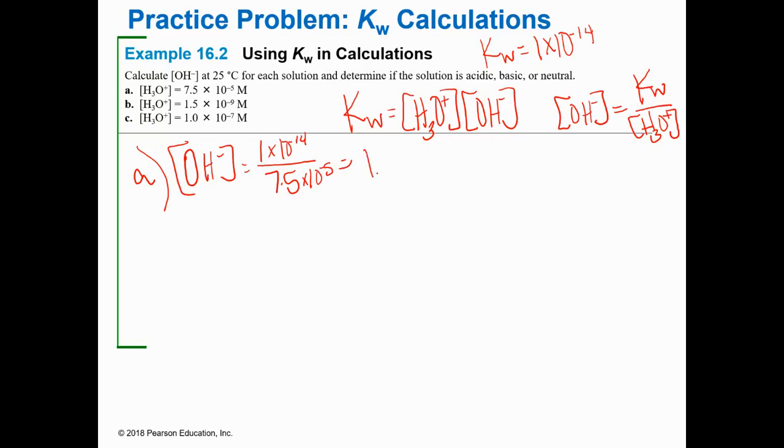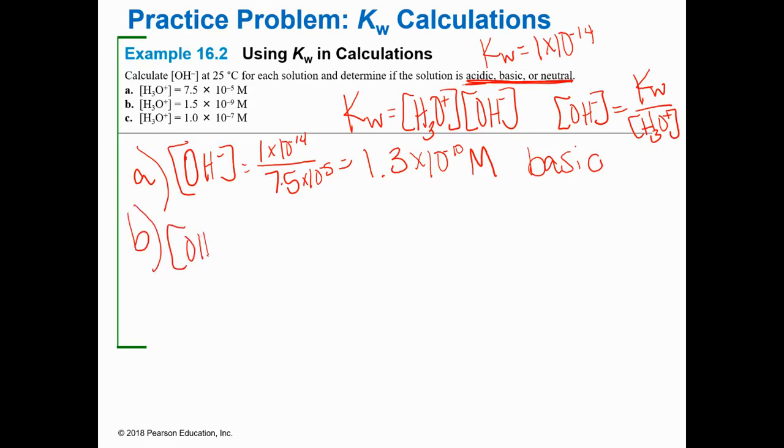And I get 1.3 times 10 to the negative 10. Don't forget your unit. And then it asks, is it acidic, basic, or neutral? So this is less than the hydronium. So this is basic.